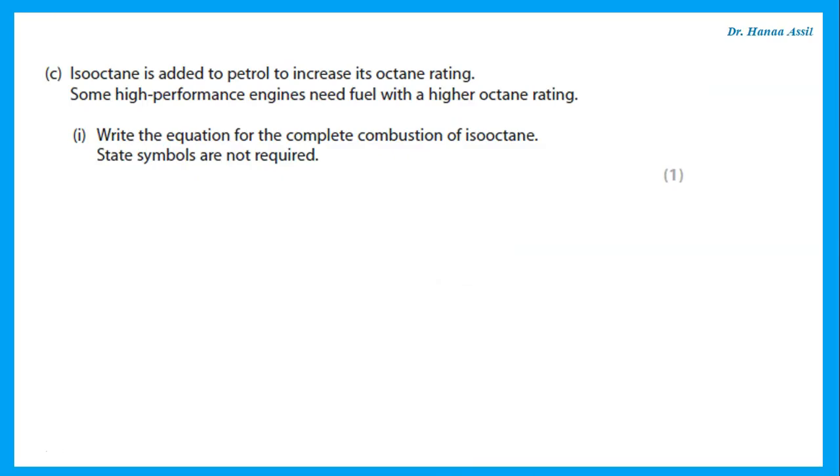Isooctane is added to petrol to increase its what we call octane rating. Some high-performance engines need fuel with a higher octane rating. Write the equation for the complete combustion of isooctane. Okay, isooctane we already got was C8H18.